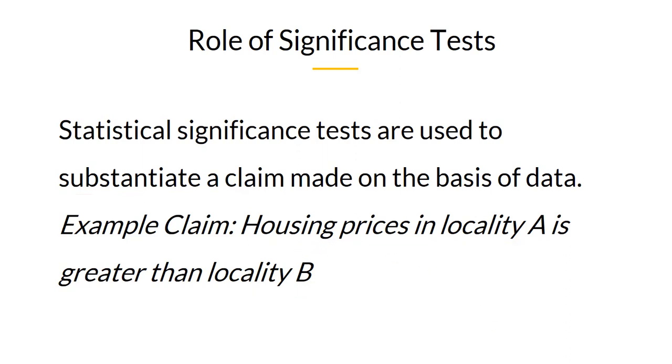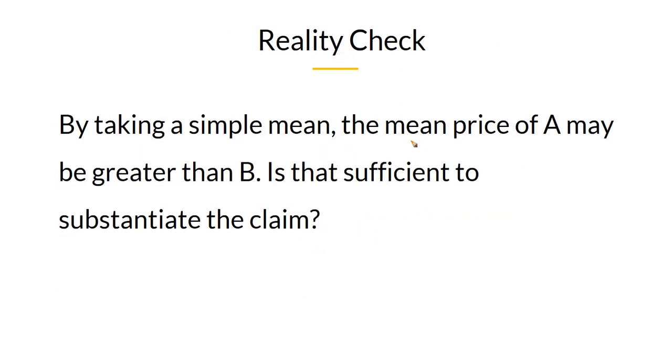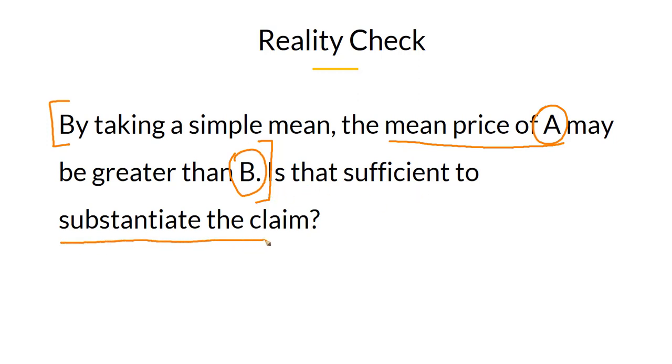Suppose just by looking at the data, you are making this claim. How are you making it? You could simply take the mean price of all the houses in locality A and the mean price of all the houses in locality B. If the mean price of A is greater than B, you claim that the mean price of all the houses in A is greater than B. Now, just based on the pure sample data you have at hand, this might be a meaningful claim to make. But is this sufficient to substantiate the claim? Is it statistically significant? What do I mean by that?